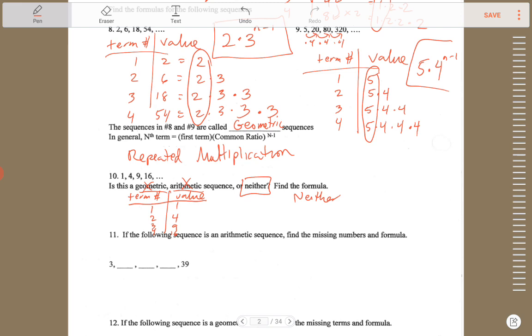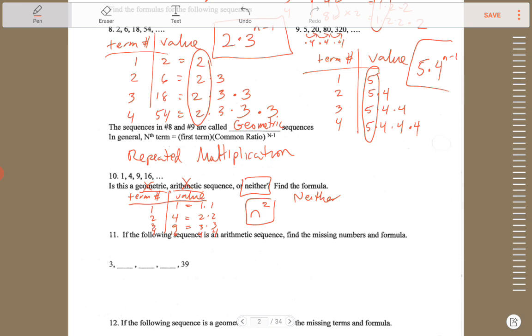Find the formula. Oh, we haven't done that. Well, you can still just work it out. Just think about how you get these numbers. 1 is 1 times 1. 4 is 2 times 2. 9 is 3 times 3. 16 is 4 times 4. Hopefully you see this pattern where you're just multiplying the number by itself. Oh, look at these term numbers, 1, 2, 3, 4. You're basically just taking the term number and squaring it. That's it.